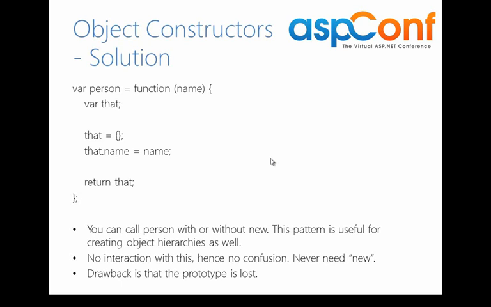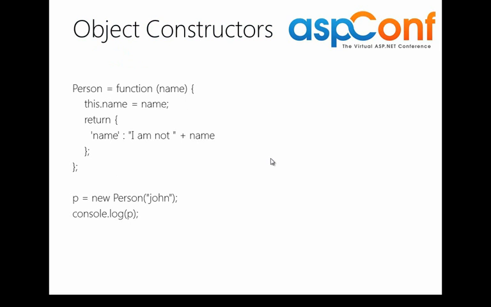Now, there are two solutions to this kind of confusing thing around constructors, and especially the one with new is quite easy to fall into. You've got a person constructor, and you forget to use new, and it ends up being part of the global object, and it messes up everything. And it doesn't give you an error. It doesn't tell you anything, but it messes up something else that will cause something to break somewhere else.